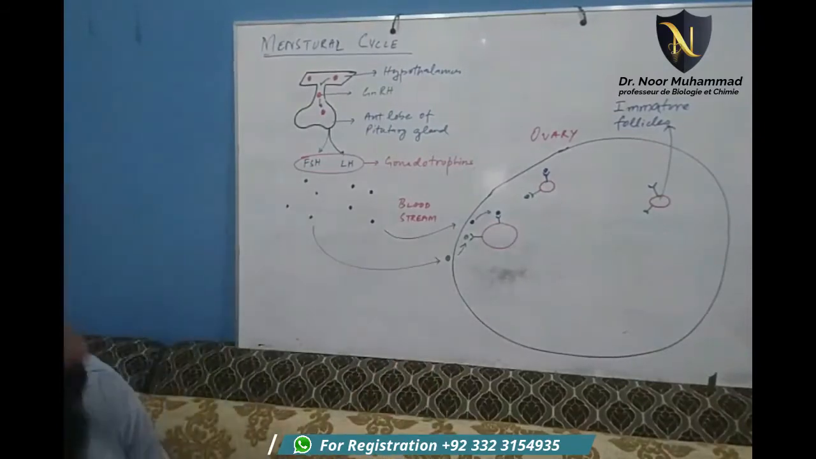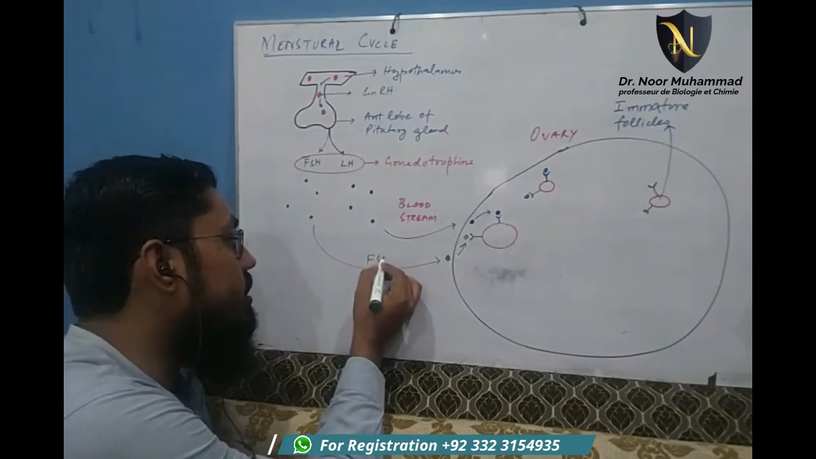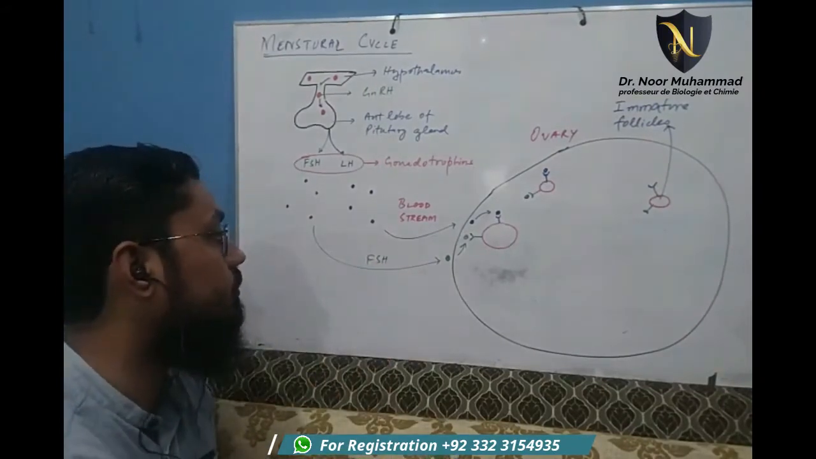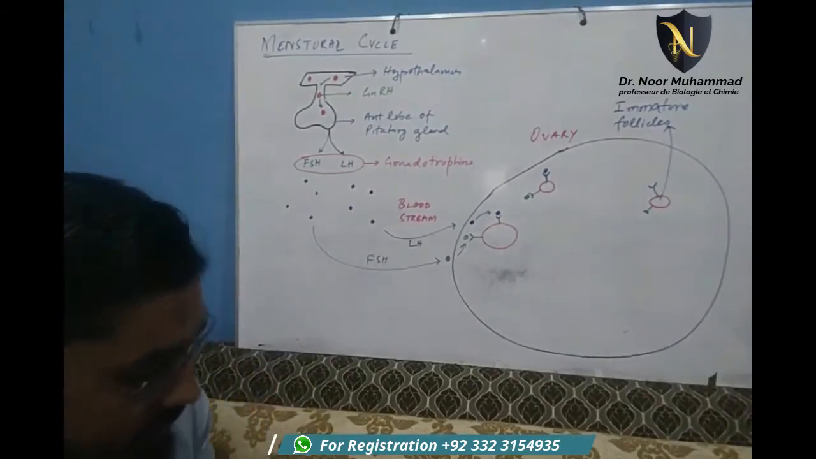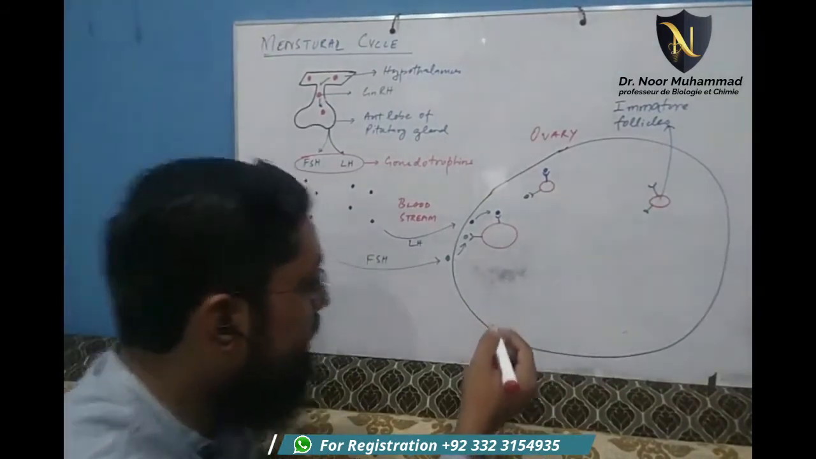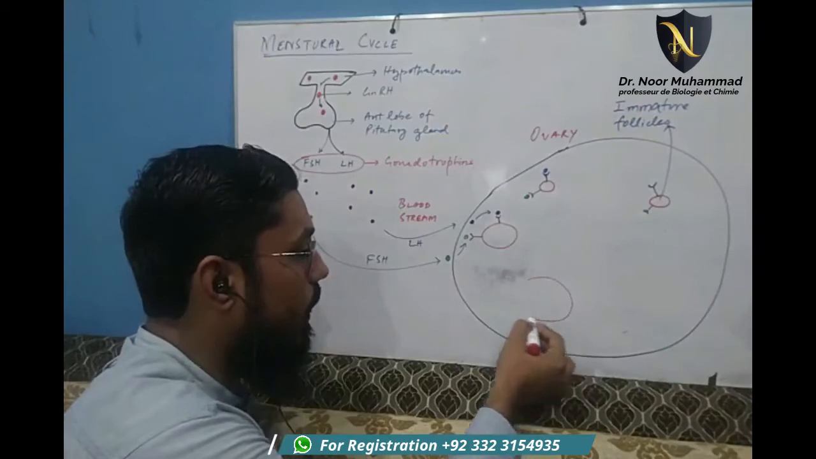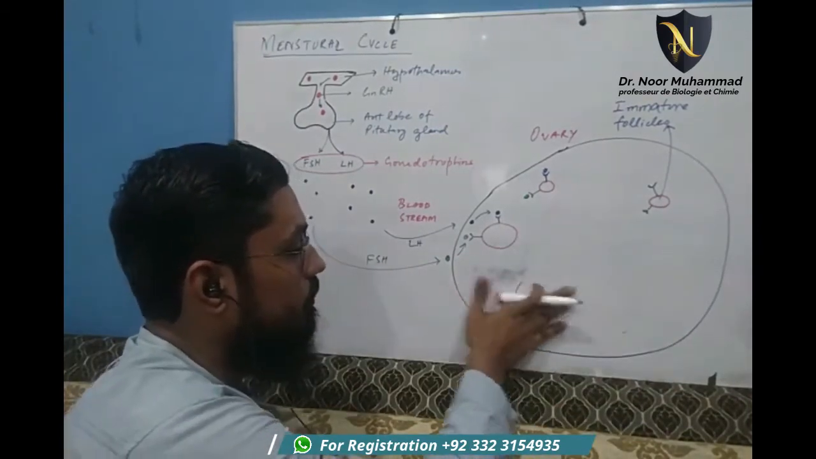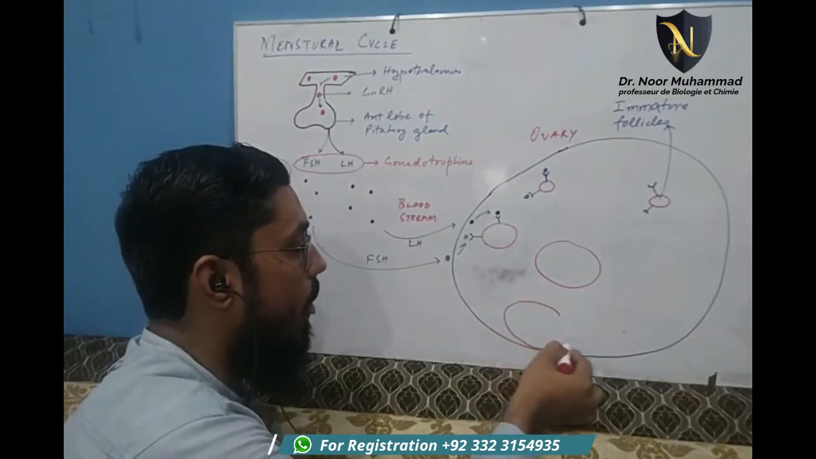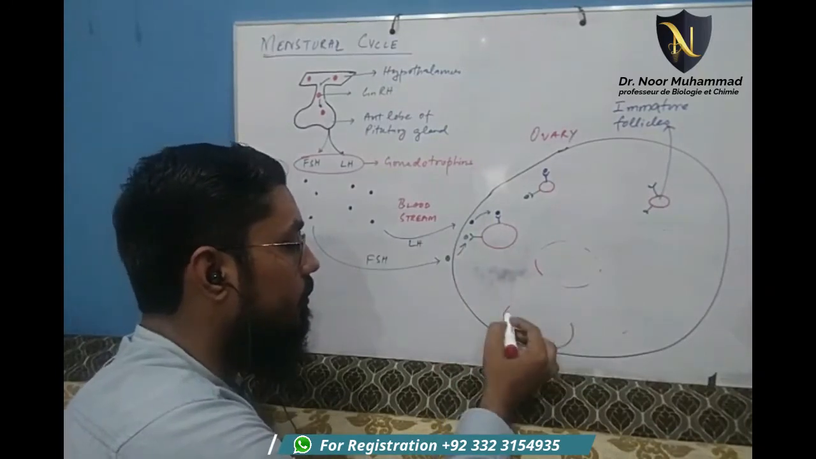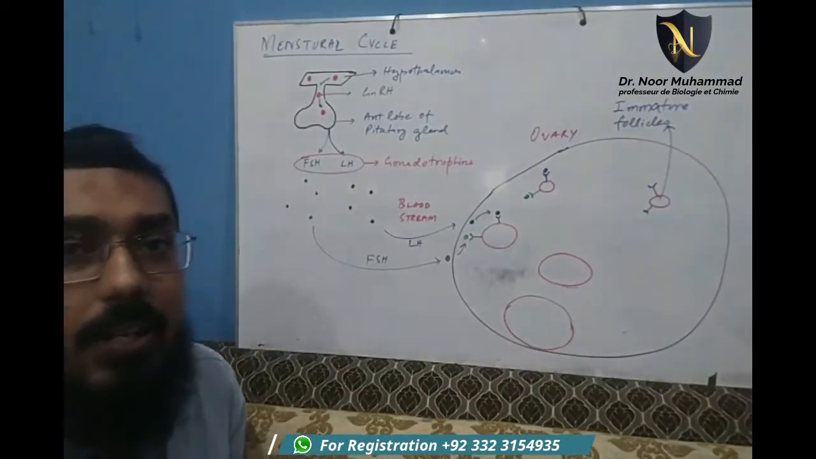Let's suppose this follicle is selected. So what happens is that under the action of these two hormones, FSH and LH, this follicle starts growing. Under the action of these two hormones, this follicle starts growing. So how, let me show this. This follicle starts growing. ठीक है?